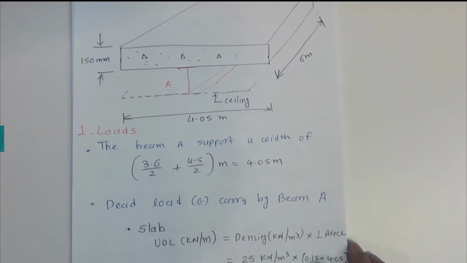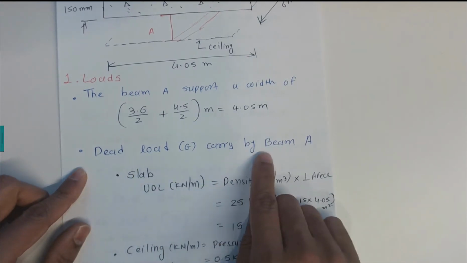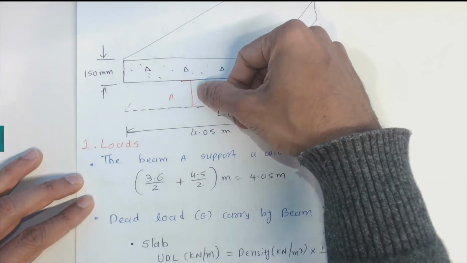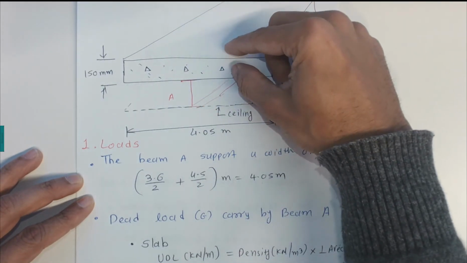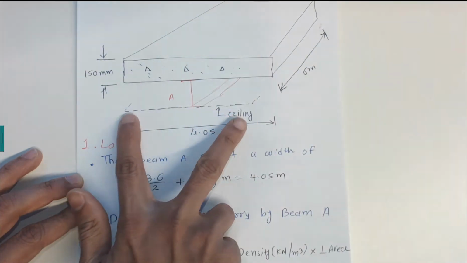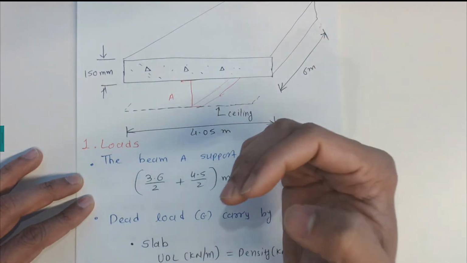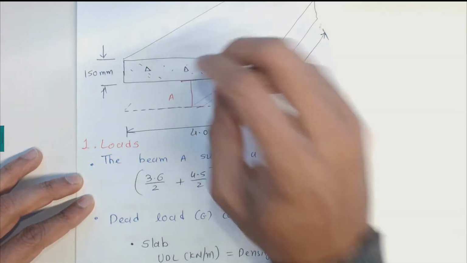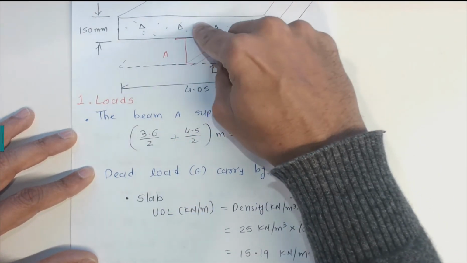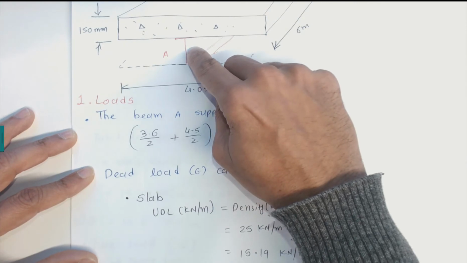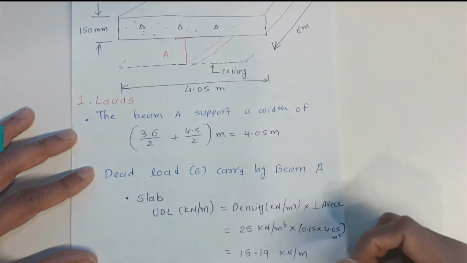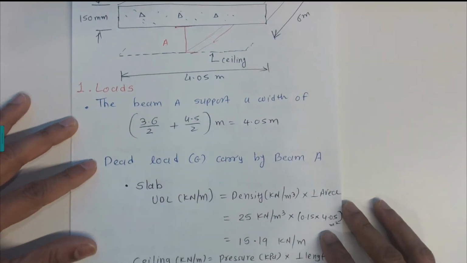Now the dead load carried by the beams. Understand the story here. Steel beam A is going to carry the weight of the slab, its own weight, and also the weight of the ceiling. So there are three dead loads coming to beam A. We're going to do it one by one. First we find the weight of the slab, then the self weight of beam A, and then the weight of the ceilings, and we can add them together. All these weights will be calculated in kilonewton per meter.